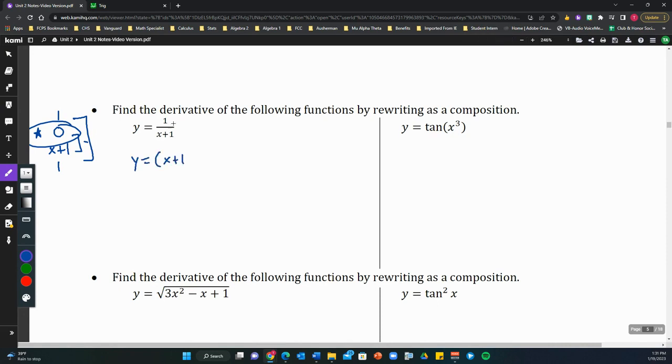is the quantity x plus 1 raised to the negative first power. So that's something that I don't think we've seen up until this point in this course, where I've taken an entire denominator and moved it up to the top and put it as a group raised to a negative exponent. But that is a strategy that we can use to rewrite any rational function.